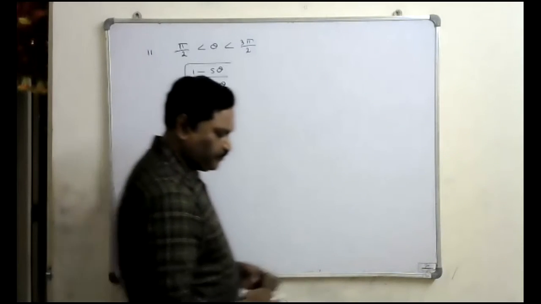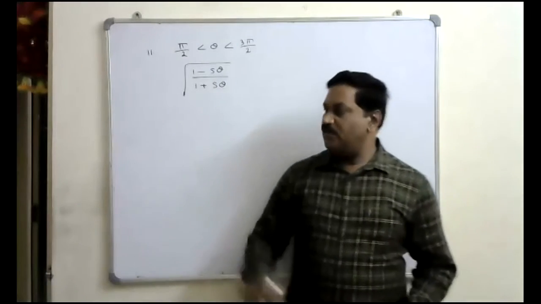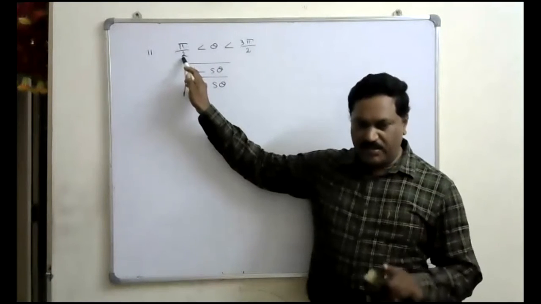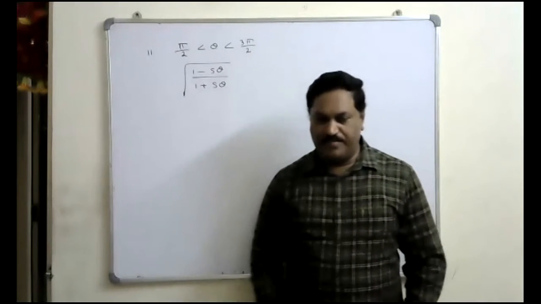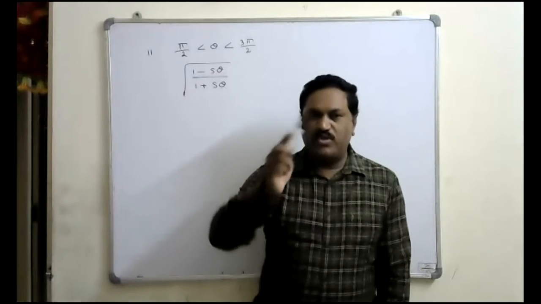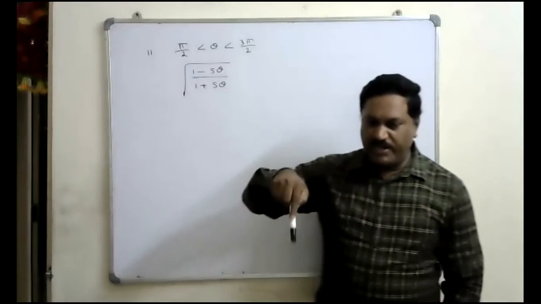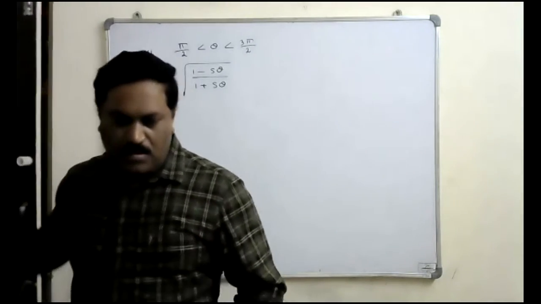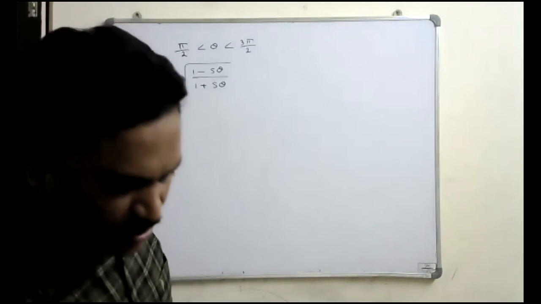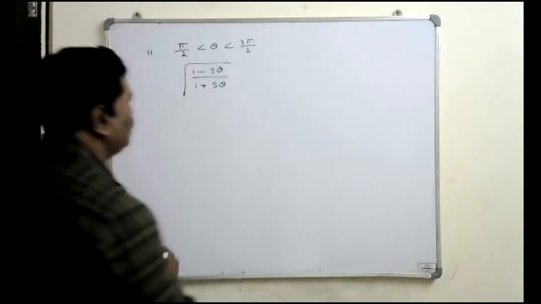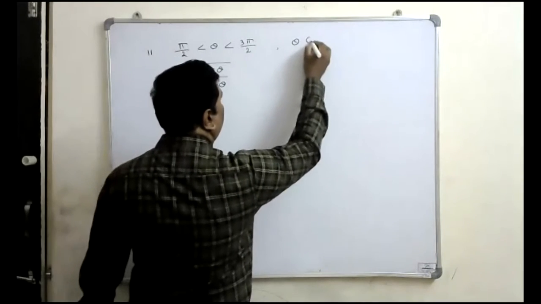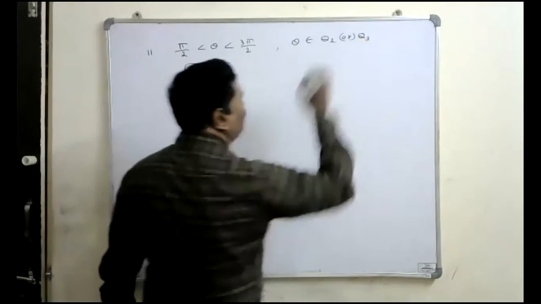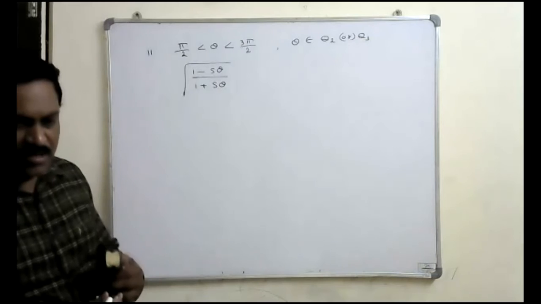Just observe here, theta lies between pi by 2 and 3 pi by 2. Pi by 2 means 90 degree, and 3 pi by 2 means 270. Theta lies between 90 and 270. In which quadrants does it lie? Theta may lie either in the second quadrant or in the third quadrant.